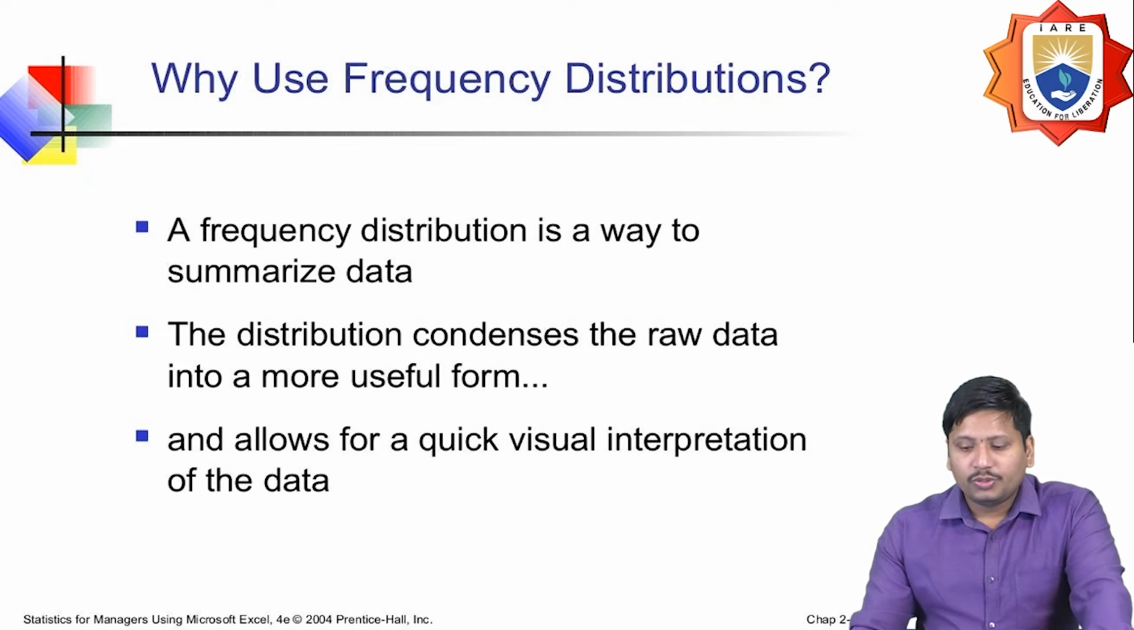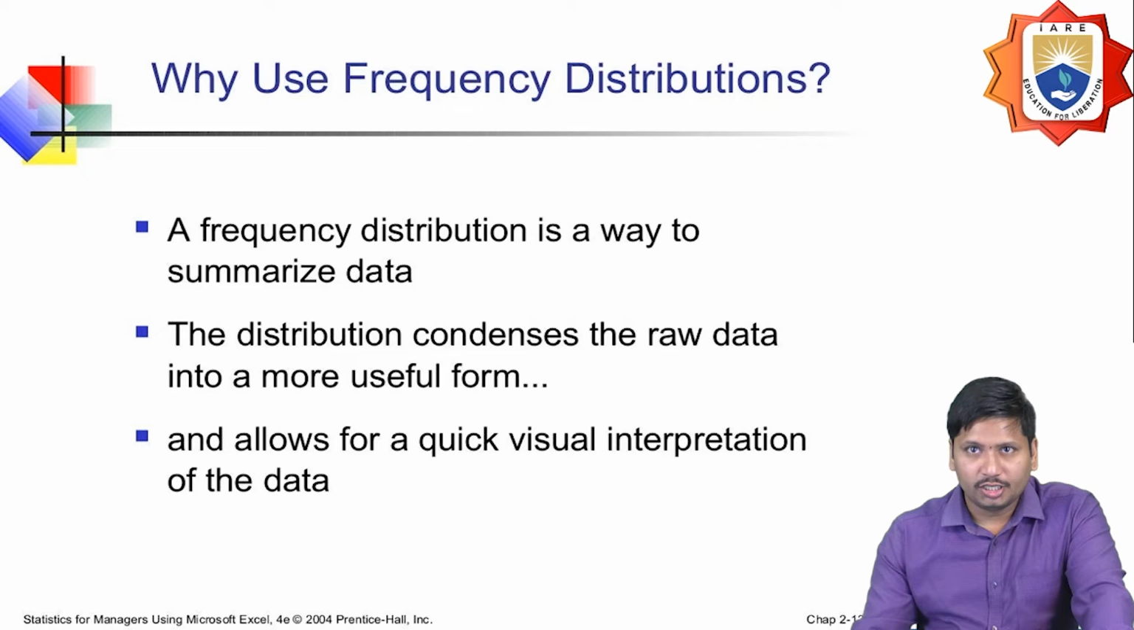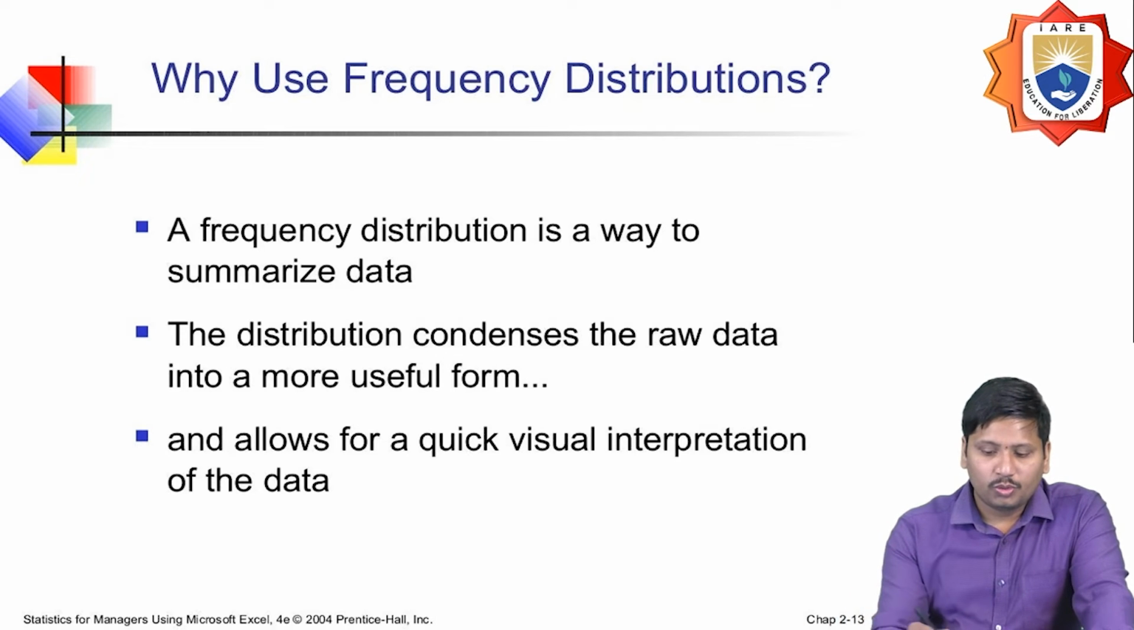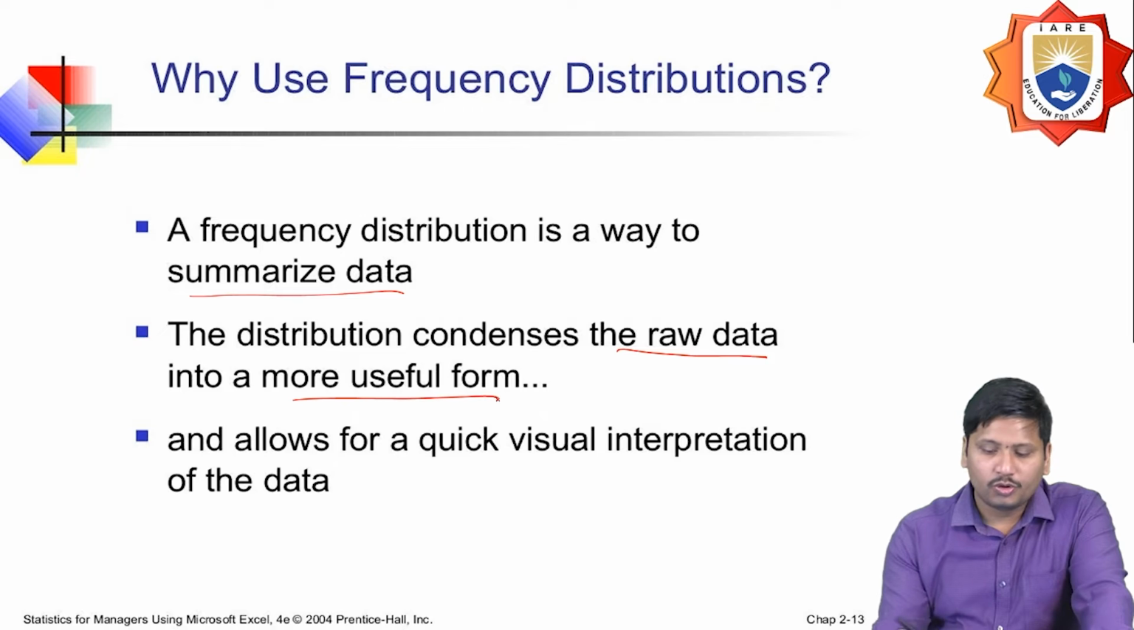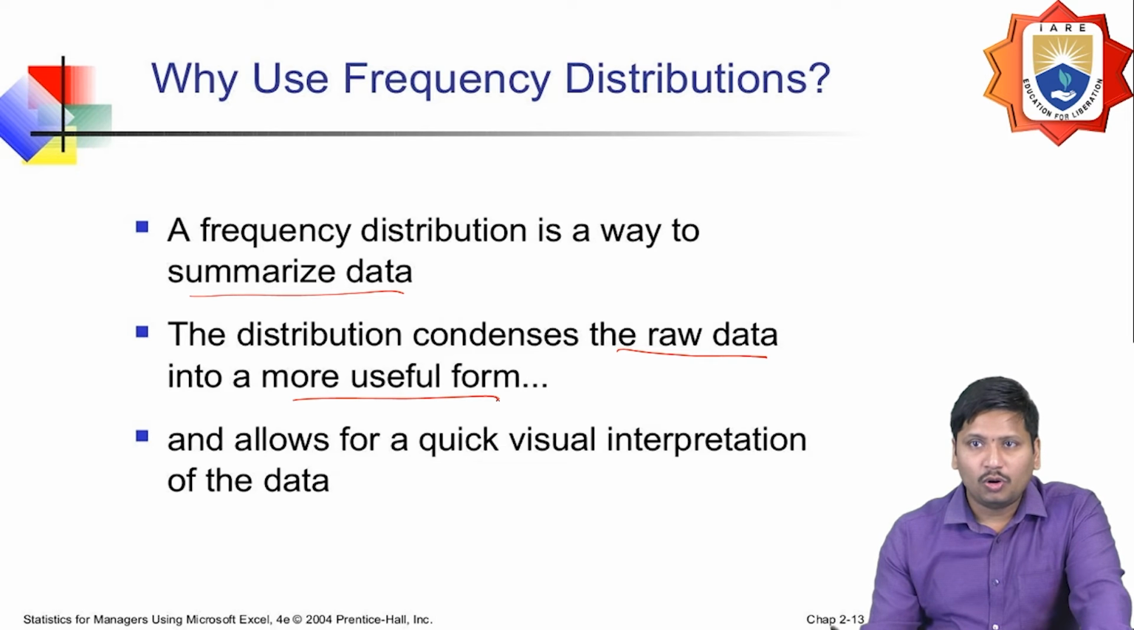So why should we use this frequency distribution? The frequency distribution is a way to summarize the data, and the distribution condenses the raw data into a more useful form, and it also allows a quick visual representation and interpretation of the data, right? So the frequency distribution is a way to summarize the data, and it condenses the raw data into a more useful form and allows quick interpretation of the data here.